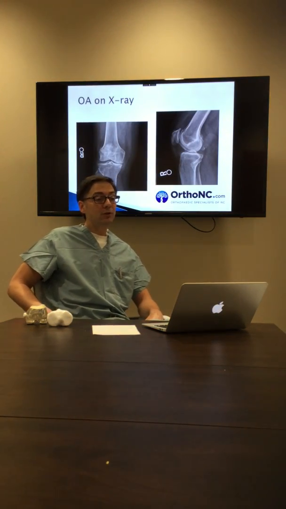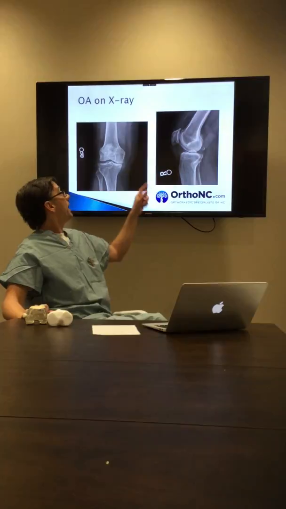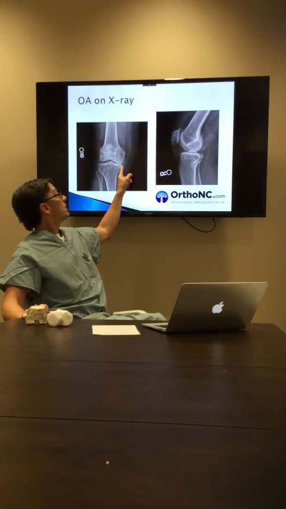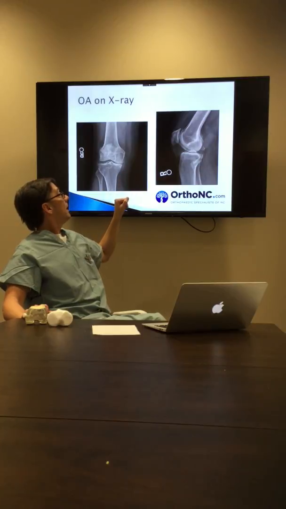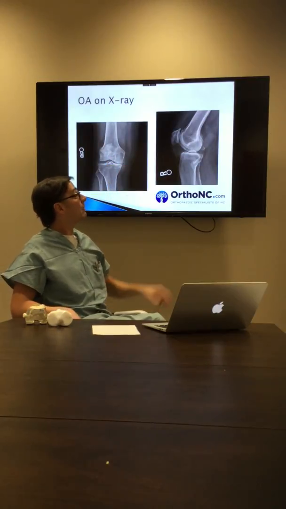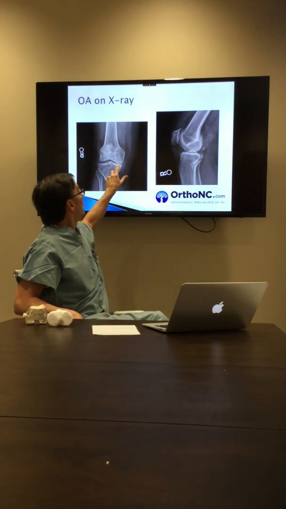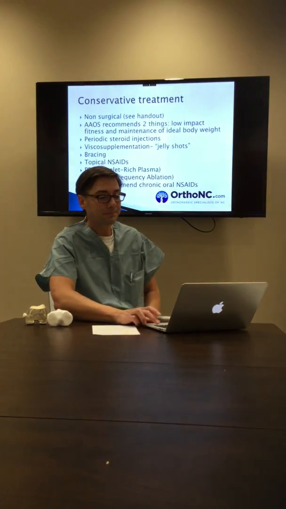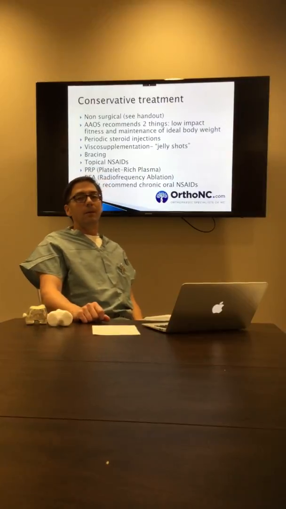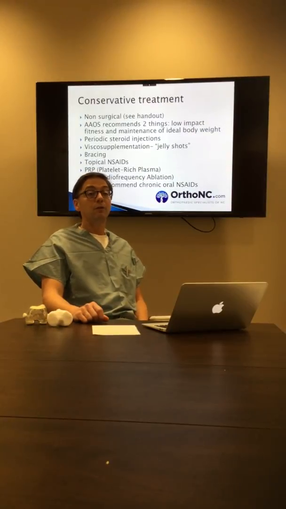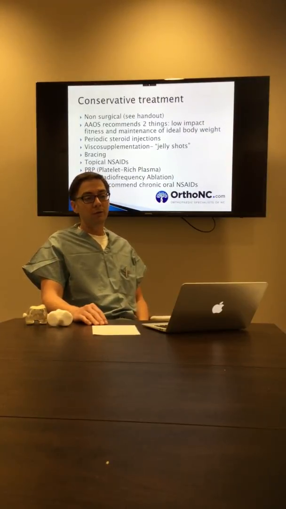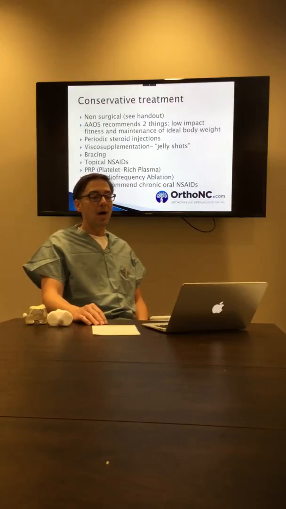Osteoarthritic findings on X-ray are typified by bone spurs, narrowing of the joint, increased bone density, and changes in limb alignment. There are many options. Conservative treatment is always the first choice. There are many non-surgical options.